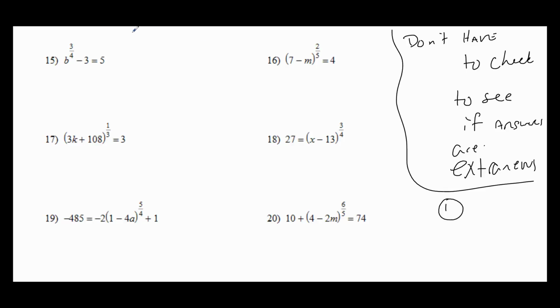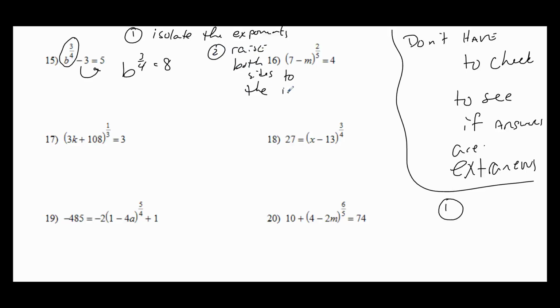The first thing we got to do, isolate the exponents. So this right here has the 3/4 on it. So that means I'm going to move that over. So I get b to the 3/4 equals, and then this goes over, which is 8. Second step is we're going to raise both sides to the inverse fraction.